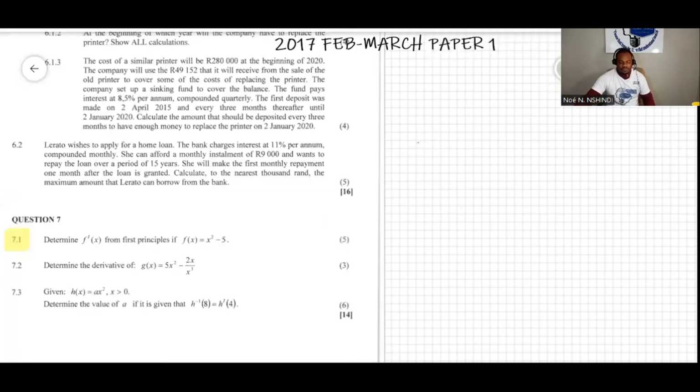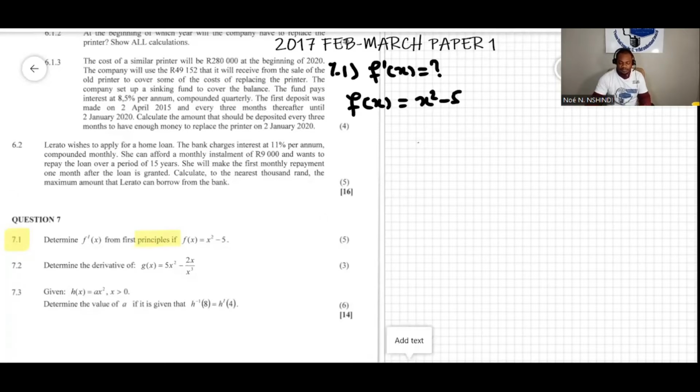Well, we have another question here. The question says: determine f prime of x from the first principle if f of x equals x squared minus 5. Now I am going to write the question here, question 7.1. So we are looking for f prime of x, okay, this is the unknown, if f of x equals x squared minus 5. Now we're going to solve this, as the question says, from the first principle.